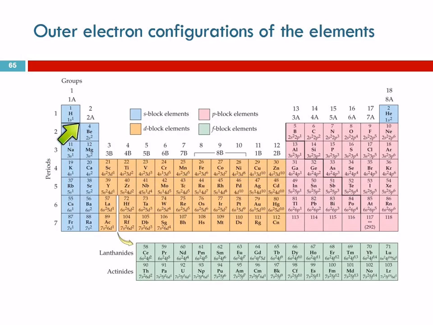Over here, these two columns represent S block elements. How many electrons can fit into an S subshell? Two. Look, there's two columns in there. Now, why is helium over there? Because he's special. Yeah, good answer.